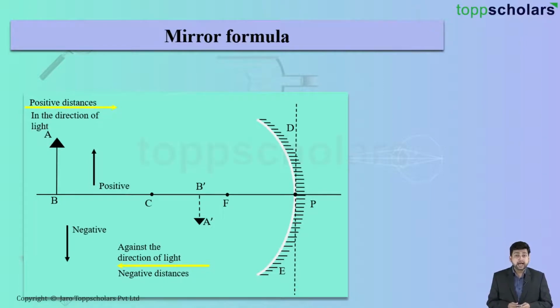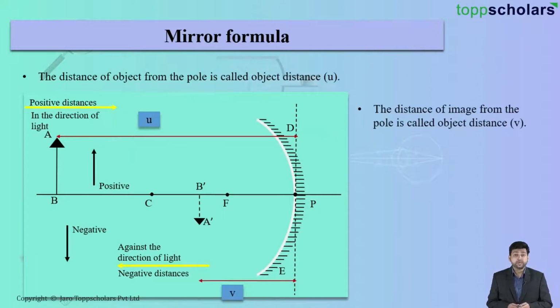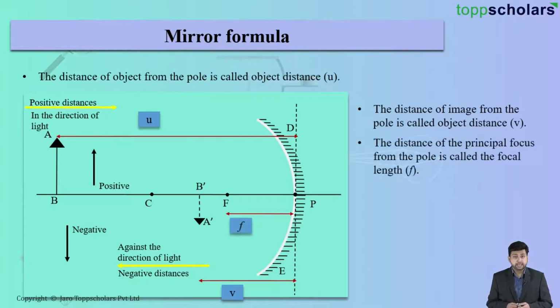Now let's understand the distances of the object and the image. So first of all, U is nothing but the distance of the object from the mirror. Then V, the distance of the image from the mirror, and the last one will be your focal length, or it is also called the focus.